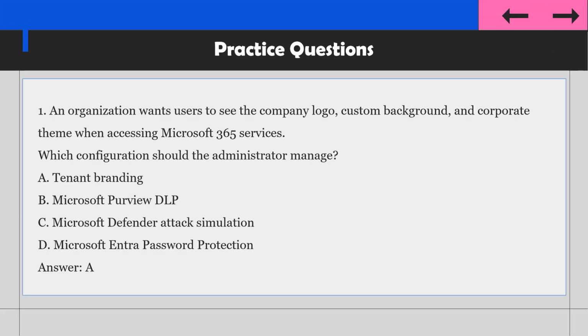1. An organization wants users to see the company logo, custom background, and corporate theme when accessing Microsoft 365 services. Which configuration should the administrator manage? A. Tenant branding. B. Microsoft Purview DLP. C. Microsoft Defender attack simulation. D. Microsoft Entra password protection. Answer. A.